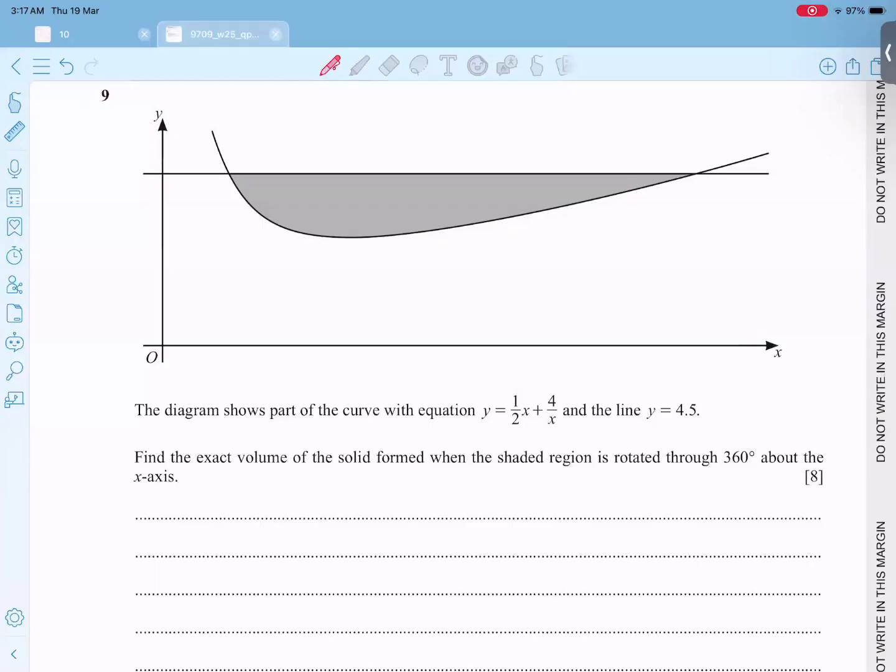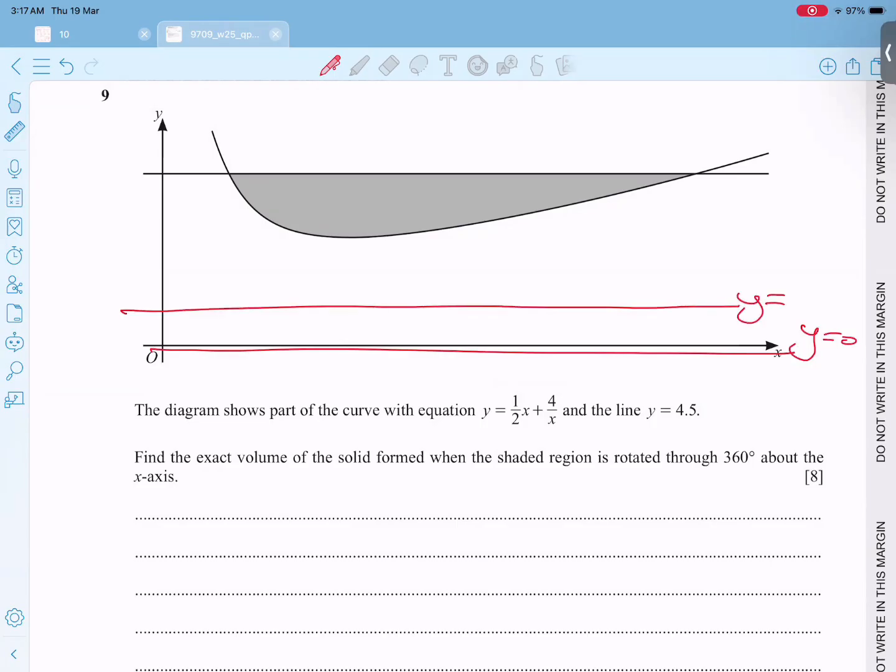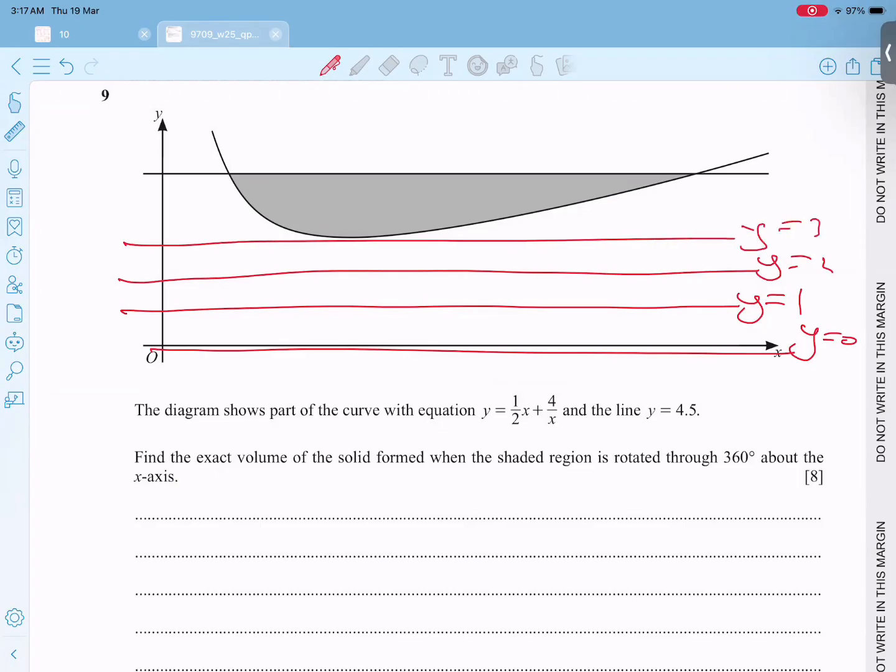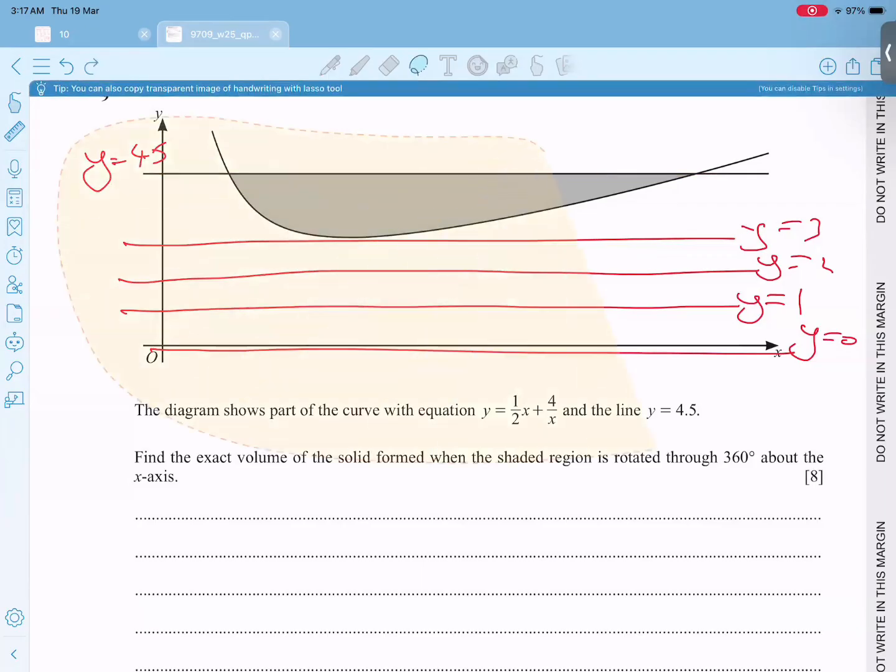Question number 9, we have the topic of integration. In the first part, what he's asking here is that this equation of the curve intersects the line, this one. So for your information, this is y equal to 0. If the line goes from here parallel to x, this is y equal to 1, this is y equal to 2, this is y equal to 3, and this is y equal to 4.5, this line. I hope the concept is clear.